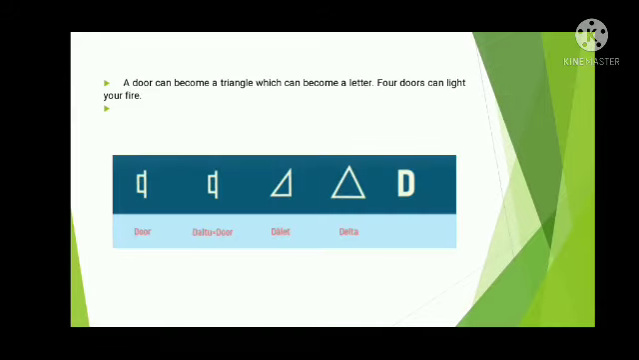Next, we have the evolution of letter D. A door can become a triangle, which can become a letter. For doors can light your fire. As you can see here in our image, the letter D corresponds to Semitic dalet and Greek delta. The form is thought to derive from an early pictograph, possibly Egyptian, indicating the folding door of a tent.